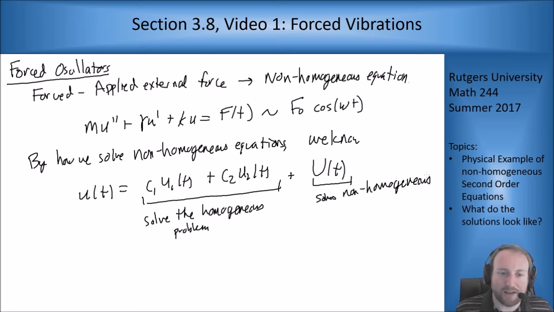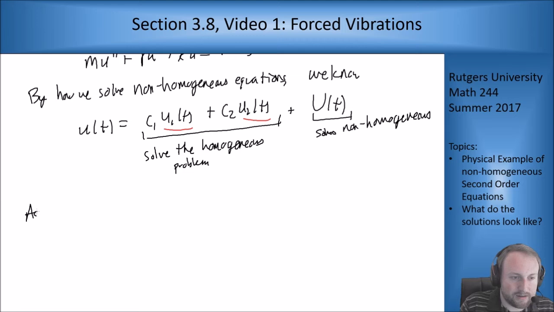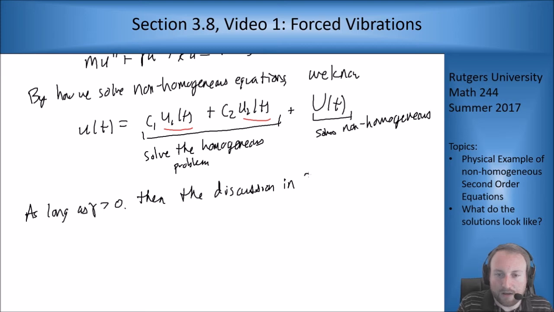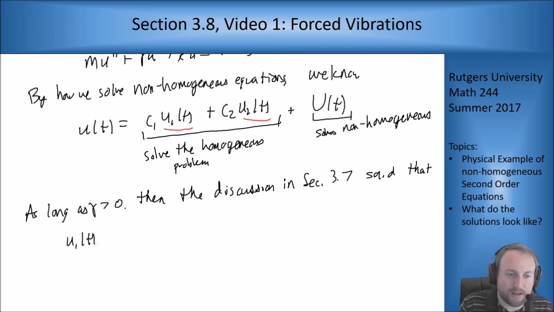Now, in section 3.7, we talked about what these functions u1 and u2 look like. We got explicit forms for all of them, and there was one key point that we mentioned about these solutions: no matter what the damping was, as long as there was damping. If there's no damping, then this doesn't happen. As long as there is some damping, we have this fact. So as long as gamma is bigger than 0, so gamma not 0, then the discussion in section 3.7 said that u1 of t and u2 of t go to 0 as t goes to infinity.